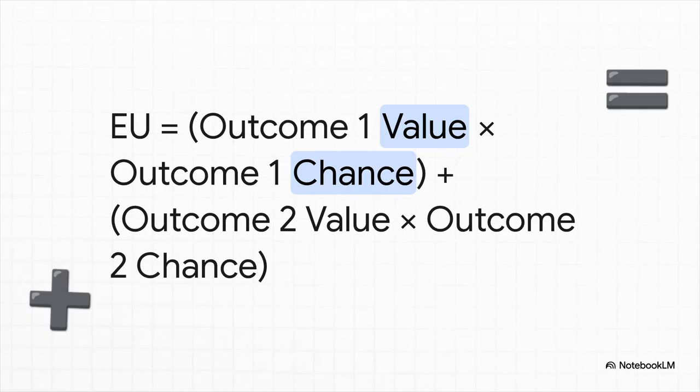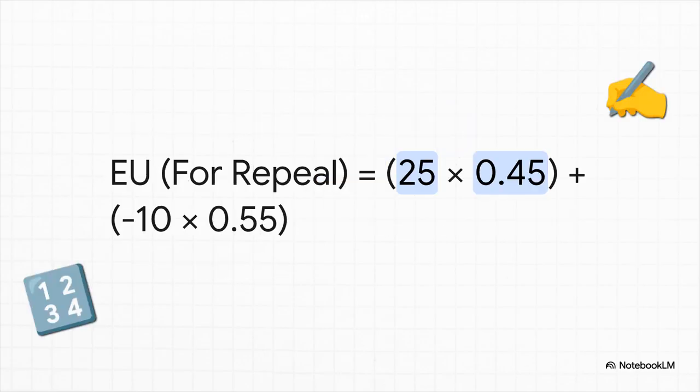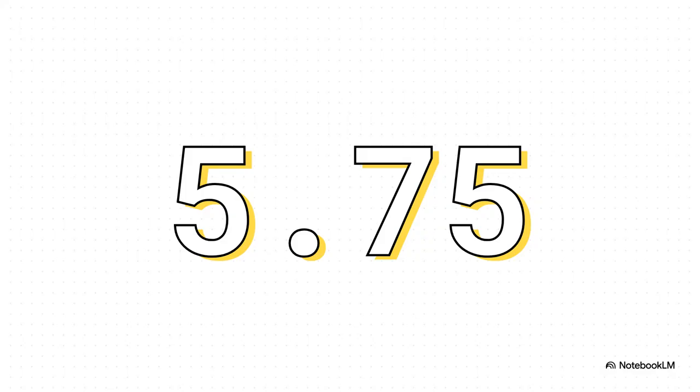So, this is the formula we're going to use. And it might look a little intimidating, but it's really just a weighted average. You just multiply the value of each outcome by its chance of happening, and then you add them all together. Simple as that. Now we just plug in the numbers for voting for the repeal. So that's the plus 25 value of winning times its 45% chance, and we add that to the negative 10 value of losing times its 55% chance. And when you do the math, what do you get? 5.75. All right, remember that number. Lock it in. That's the score for option A.